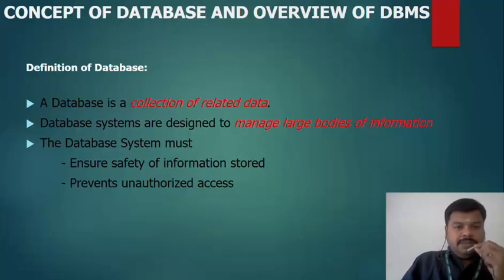The database system must ensure safety of the information stored and prevent unauthorized access. These are the two important things that should be in a database. If you are creating a database, it should be safe. The information stored in the database should be safe. Whenever you want, you have to retrieve the information, and it should prevent the data from unauthorized access. So only the authorized person can access the data, retrieve the data, manage the data and store the data.